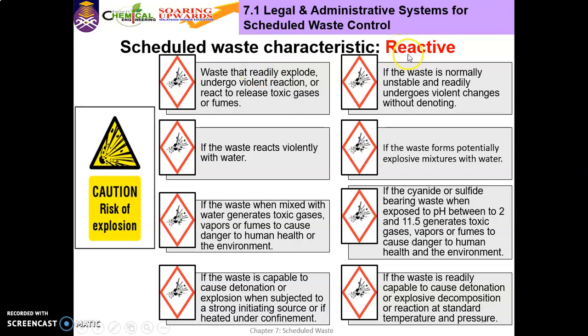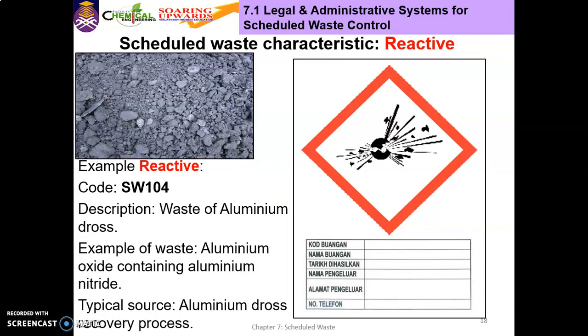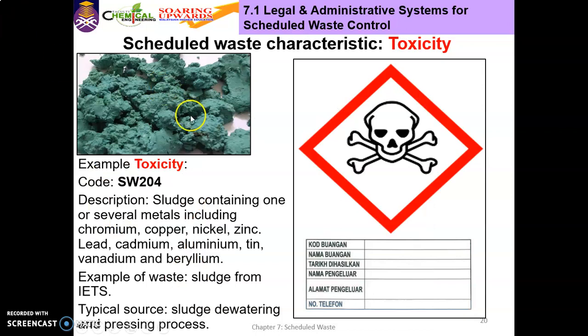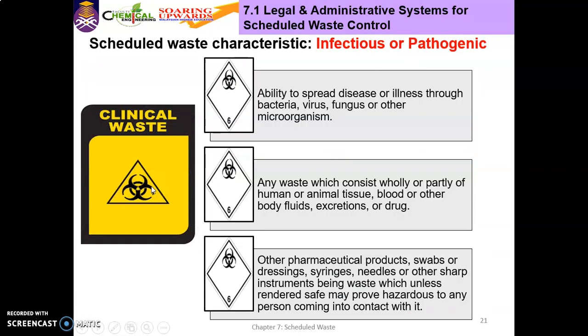The next characteristic is reactive. This is the sign of reactive characteristics. The code is SW104. Toxicity. This is the sign. The waste or its extract has any of the contaminants listed in Table 1 and Table 2. Toxicity, again this is the sign, and the code is SW204.